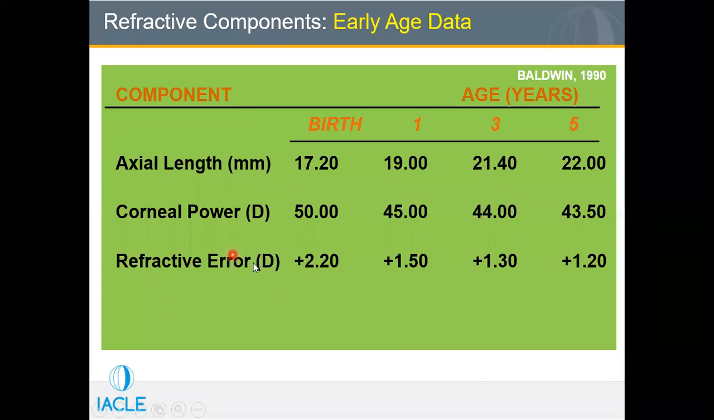And similarly, the refractive power: at the time of birth, you can expect a refractive error anywhere between +2 to +3 diopter. And as the age progresses, this leads towards emmetropization, meaning this plus number is decreasing.